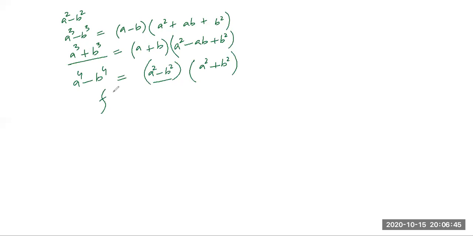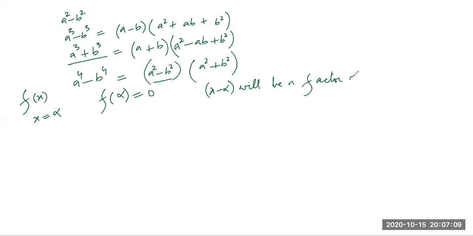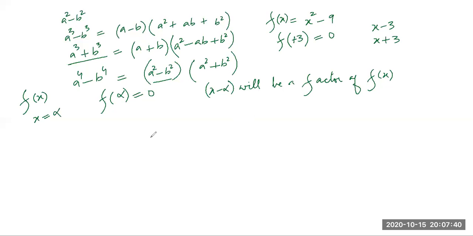And we also know from 9th standard, if f of alpha is equal to 0, means basically there is a function f of x. When we put x equal to alpha, the function becomes 0. So what does that mean? Alpha is a zero of the function. That means x minus alpha will be a factor of f of x. This we already know. For example, let's say we have x square minus 9. This is a polynomial function. Obviously when we put x equal to minus 3 or plus 3, the function becomes 0. So we can say x minus 3 and x plus 3 both are the factors of this. That is true. So let's go further.